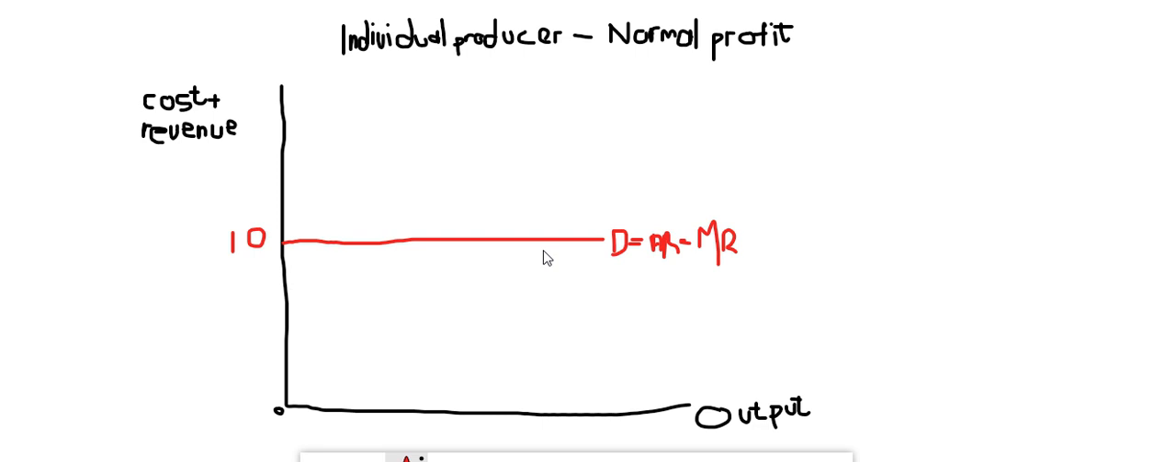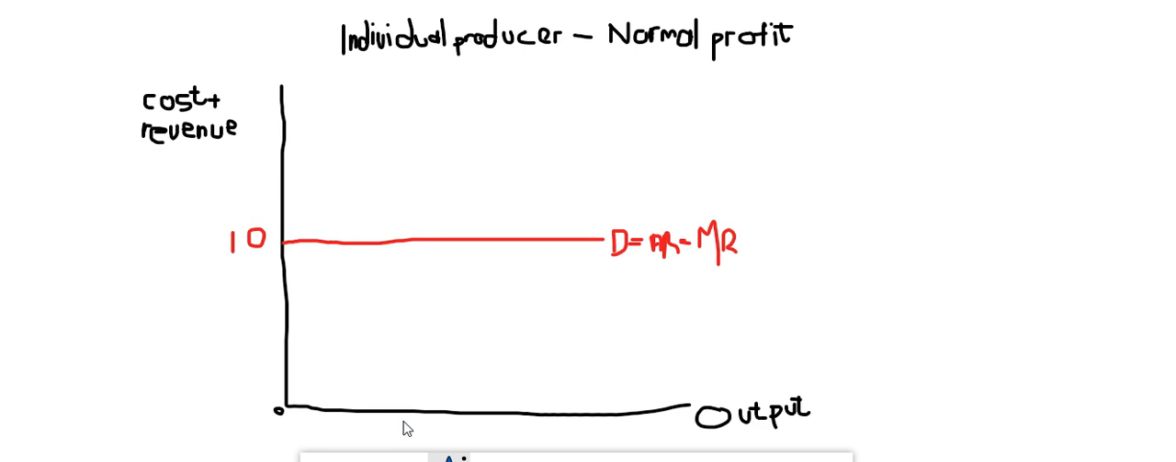And remember, we said your demand curve is always, in all market structures, equal to average revenue. And because the price is constant, you're in the perfect market only. Your price is also equal to your marginal revenue. So in the perfect market, one horizontal, perfectly elastic graph represents your demand curve, your average revenue curve, as well as your marginal revenue curve. This is step one.